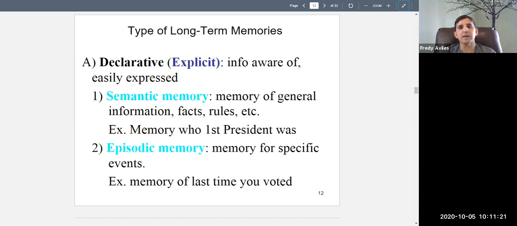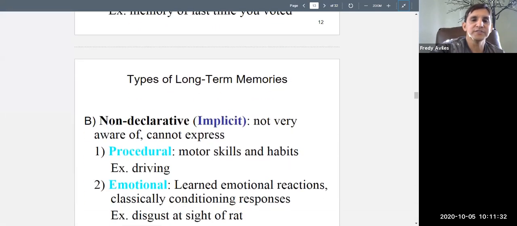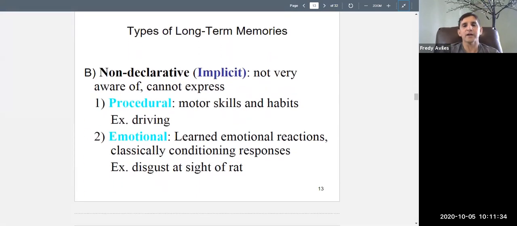Semantic memory and episodic memories are both declarative memory. You can easily talk about them. You're aware of them. They are explicit. It's obvious that these memories exist. But we also have what are called non-declarative memories or implicit memories. These are memories that are not easily expressed. We're not very aware of them. We assume they exist, but they're non-declarative. They're hard to talk about. It's hard to be aware of them, okay? They're there, but they're hard to express.